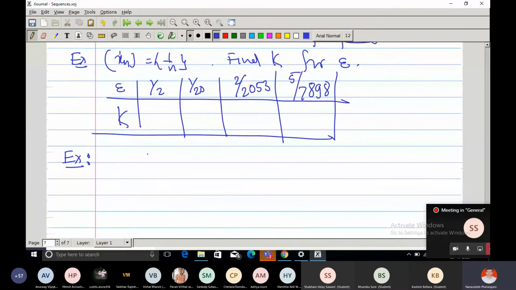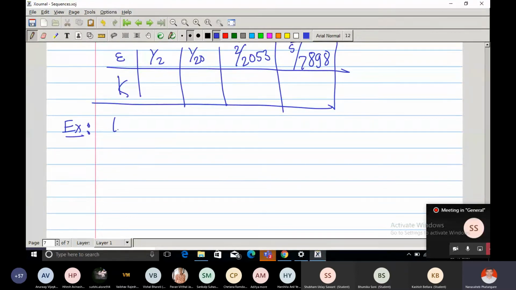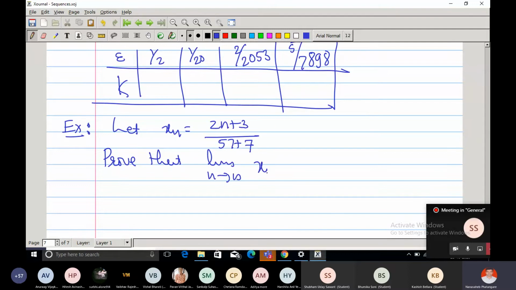This was an easy thing. This sequence 1 by n was, in some sense, simpler. So let xn be equal to (2n plus 3) divided by (5n plus 7), for example. Now prove that the limit as n tends to infinity of xn is 2 by 5. Okay, so now I want to prove this.